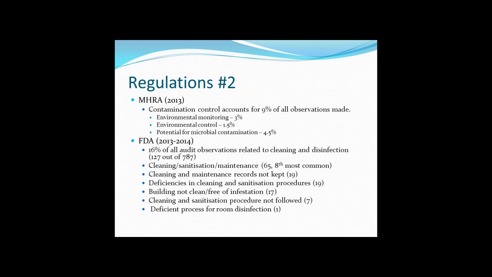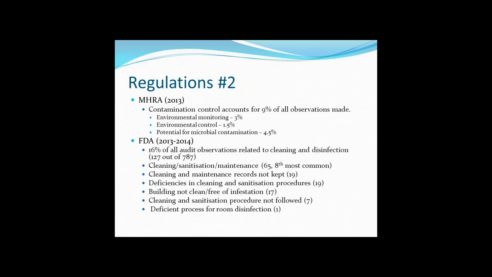And cleaning, sanitization, maintenance accounted for about 65 observations and made it the 8th most common FDA finding. And these included things like cleaning and maintenance records not being kept, so there was no evidence that an area had been cleaned or the last time it had been cleaned. There were deficiencies relating to procedures, so that was either having no procedure or staff were observed, say, mopping a floor and doing it in a different way to which the SOP described.